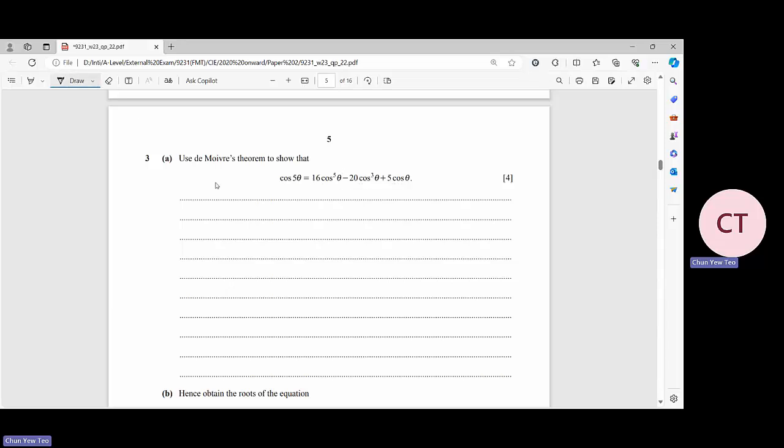So for these questions, we just need to let cos θ plus i sin θ become the initial c plus is. Then raise to the power 5 on both sides. The reason we raise to the power 5 is because there's a power 5 here. So we just put power 5.